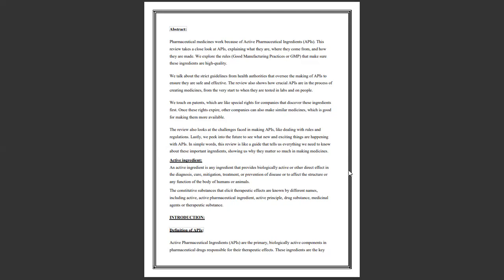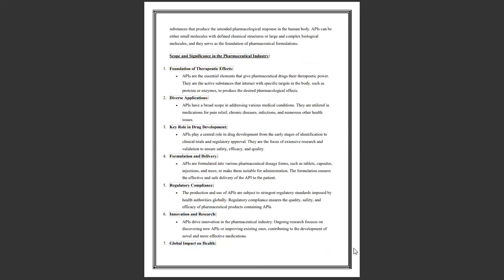Now moving to the next point, which is introduction. I will give you a brief introduction on active pharmaceutical ingredients. So first is the definition of active pharmaceutical ingredients. Active pharmaceutical ingredients are primary biologically active components in pharmaceutical drugs responsible for their therapeutic effects. These ingredients are the key substances that produce the intended pharmacological response in the human body. APIs can be either small molecules with defined chemical structures or large and complex biological molecules, and they serve as the foundation of pharmaceutical formulations.